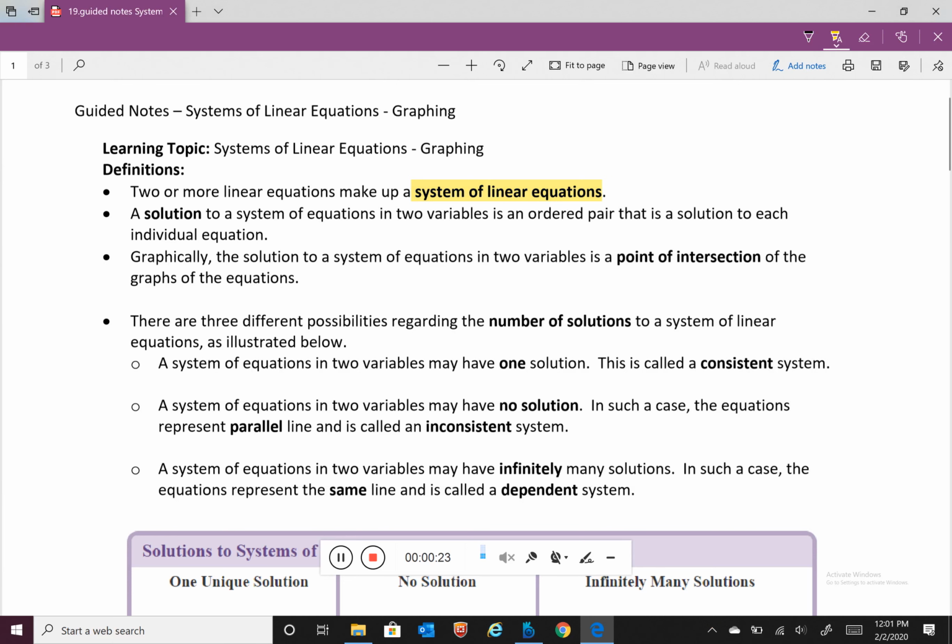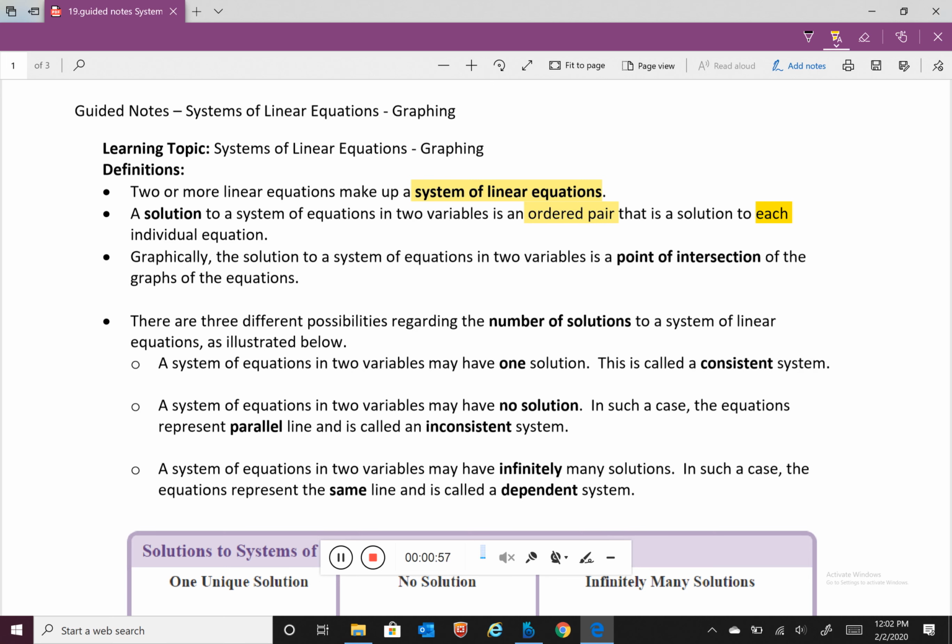Two or more linear equations make up what we call a system of linear equations. Think about a system as things that are working with each other. So a system of linear equations is one line that is also occurring with another line, and so how are they working together? A solution to a system of equations in two variables is an ordered pair that is a solution to each individual equation. So that's a very important point to make right there.